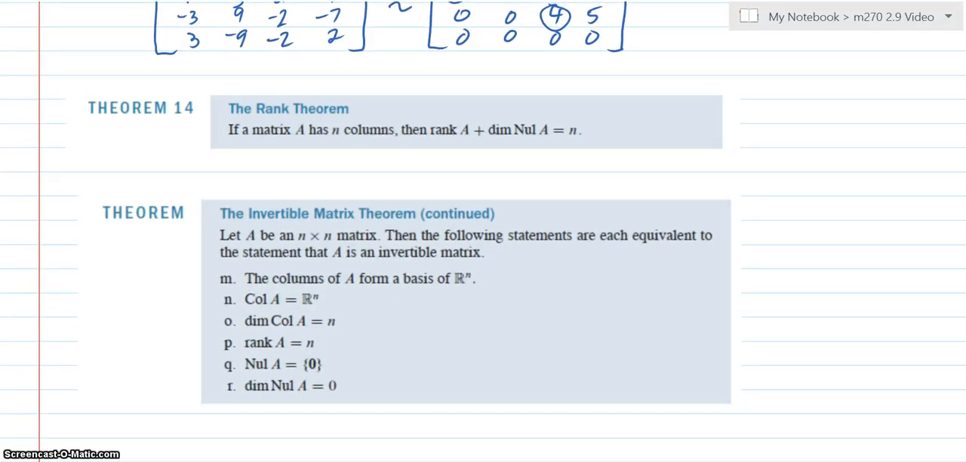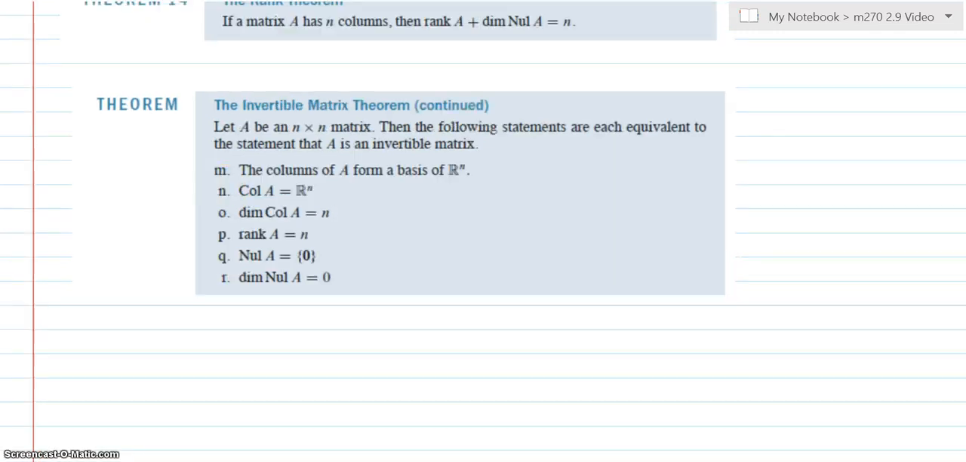The next thing we're going to look at is how we can now expand the invertible matrix theorem. It was long enough as it was, but now it's longer. So let A be an n by n matrix, and if you remember, invertible matrix is what is equivalent to the first statement in the invertible matrix theorem. Then the following statements are each equivalent to the statement that A is an invertible matrix.